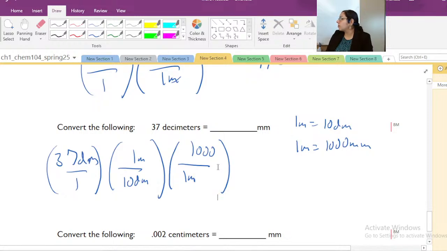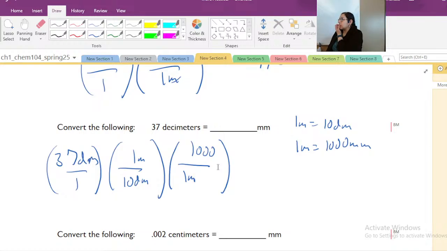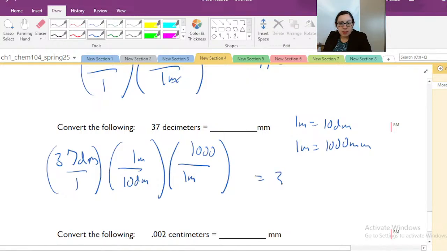And the final answer that I got is... Oh, I think you lost a 0. Wait, you have it set up right. Yeah. So it's 3 zeros minus 1 zero, so you need to add 2 zeros. Oh yeah. So it's 3,700. Perfect. Yeah, I was going to say the setup looks excellent.